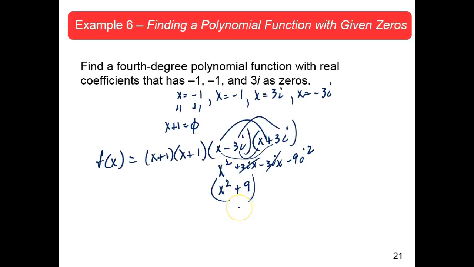There's a factor, and guess what? Real coefficients. You lost your i's. So there you have a quadratic binomial. And then we can multiply these two together pretty easily, too.